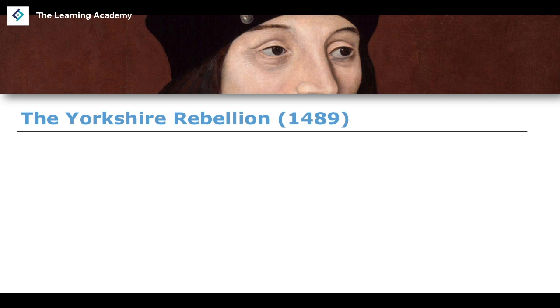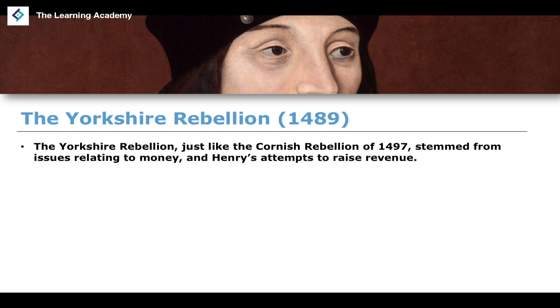It's two rebellions in particular. We have the Yorkshire Rebellion of 1489, and then we also have the Cornish Rebellion in 1497, I believe. The Yorkshire Rebellion, just like the Cornish Rebellion of 1497, were both rebellions that stemmed from issues relating to money.